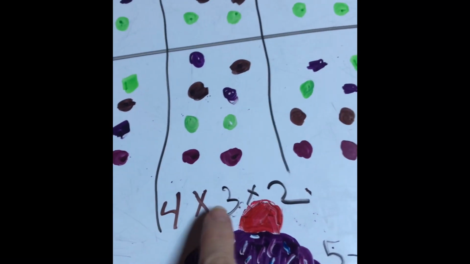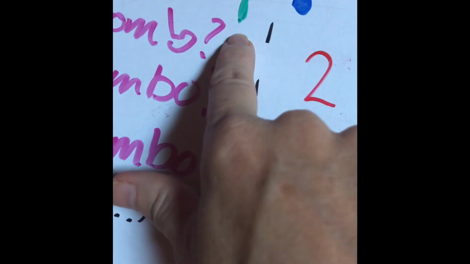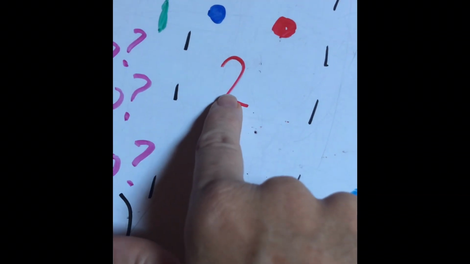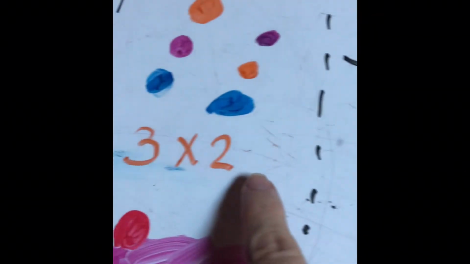So this one is 4 times 3 times 2. This one is 3 times 2. This one is 2. This one is 1. It works better going the opposite way this way. 2 times 1, right? 3 of these 2 combinations. 4 of each of these combinations.